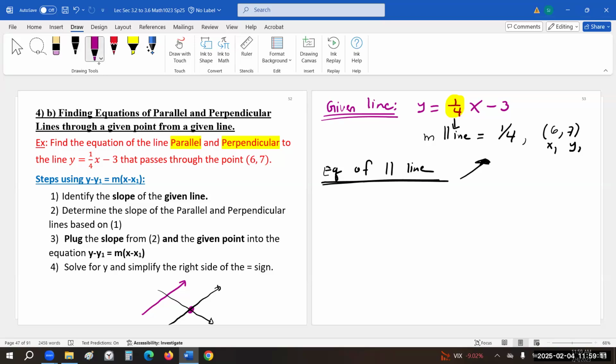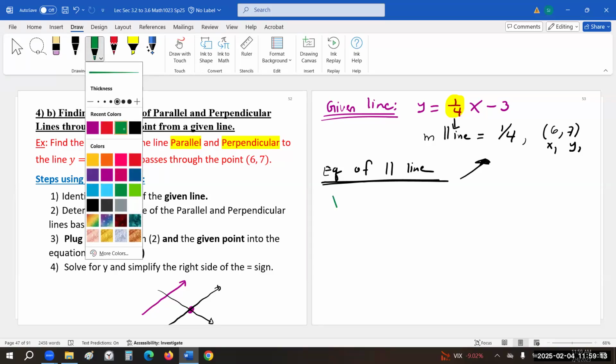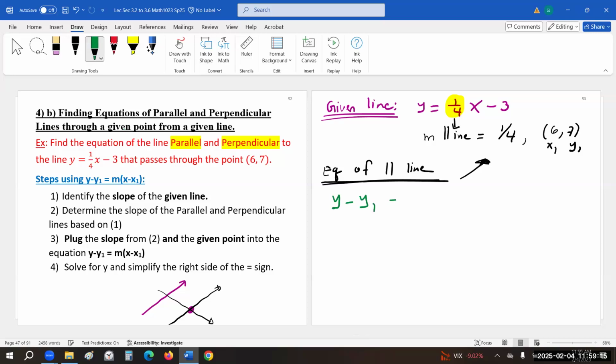I'm going to just give you the first part. We are going to substitute into this format. We have the slope, we have x1, y1, substitute everything, and then simplify. Did it mention what format? Find the equation of the line? It did not. Any questions?